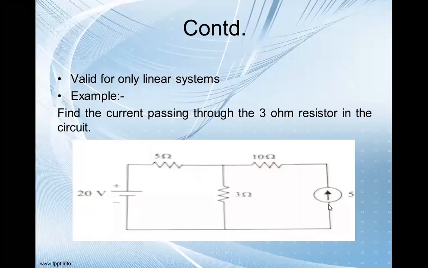Okay, now we'll take that particular example, where you have to calculate the value of the current. I think current or voltage we have to see. Yes, find the current passing through the 3 ohm resistor in the circuit. Could you please try this? I will take this as an example.